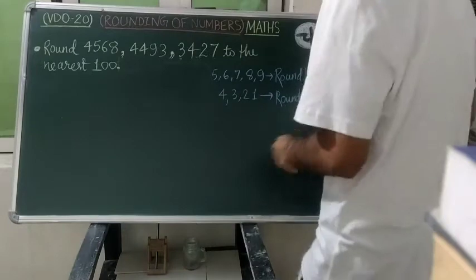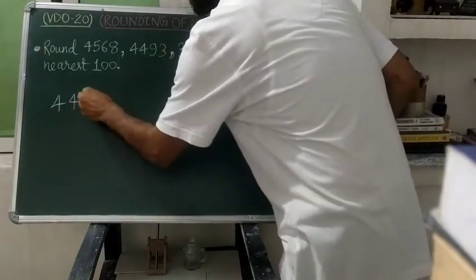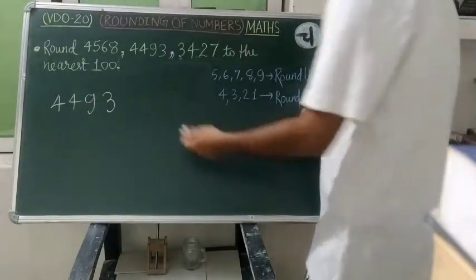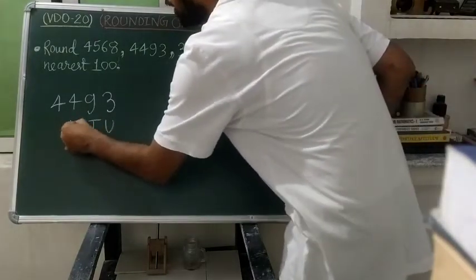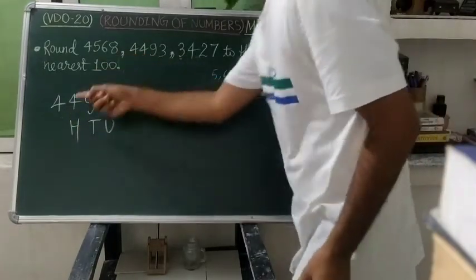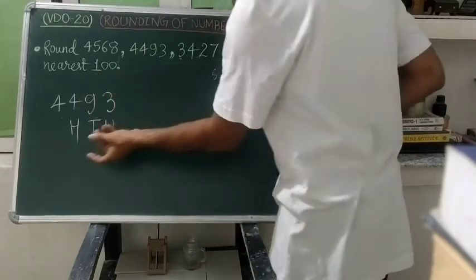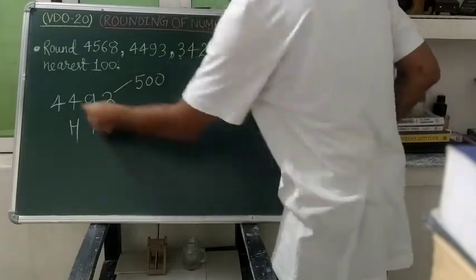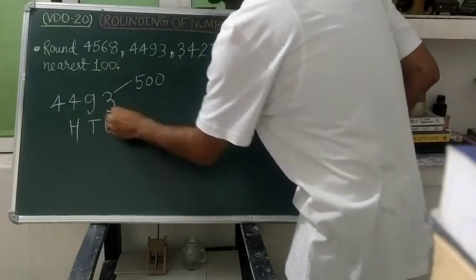Second one number is 4493. We want to round to the nearest 100. So it's unit, 10, 100. So we will read the multiple of 100 near to this 4. So near to the 4, the nearest 100 will be what? 1 more than 4 means 500. And whatever number is present here, 4 is present. So 100 4s are 400.